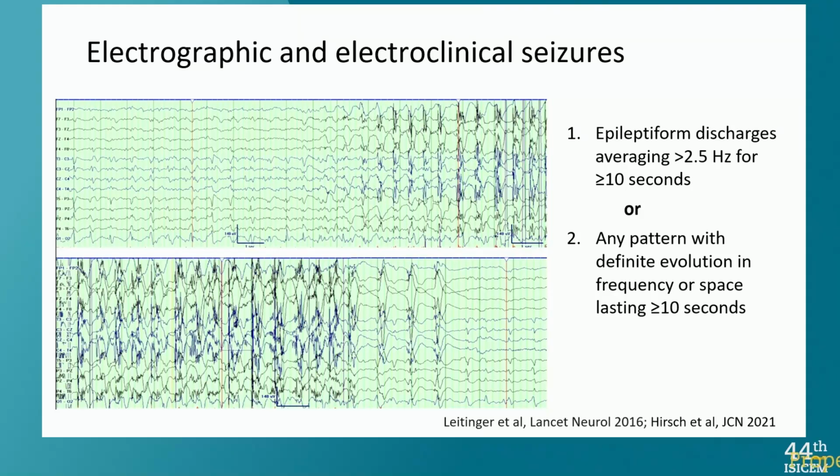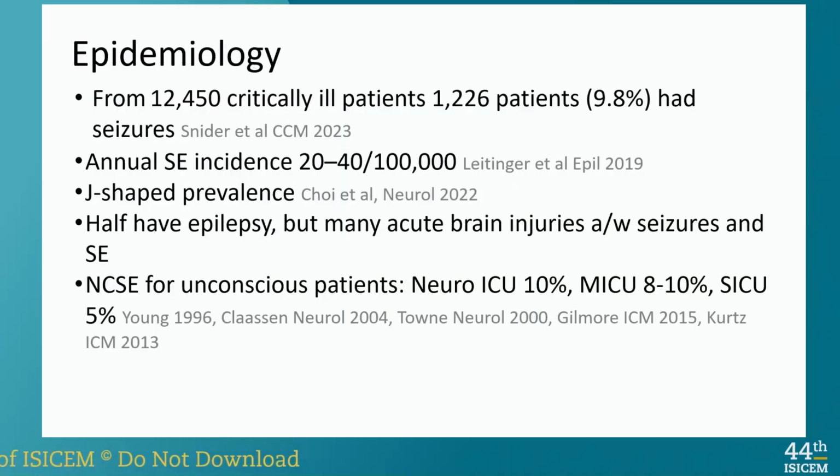So this is what we talk about if we just want to think about a classic seizure, right? This is relatively easy to detect visually. You can see the rhythmicity that builds up and stretches for at least 10 seconds. It's a very high frequency pattern. That's what we're going to talk about when we talk about seizures in the ICU.